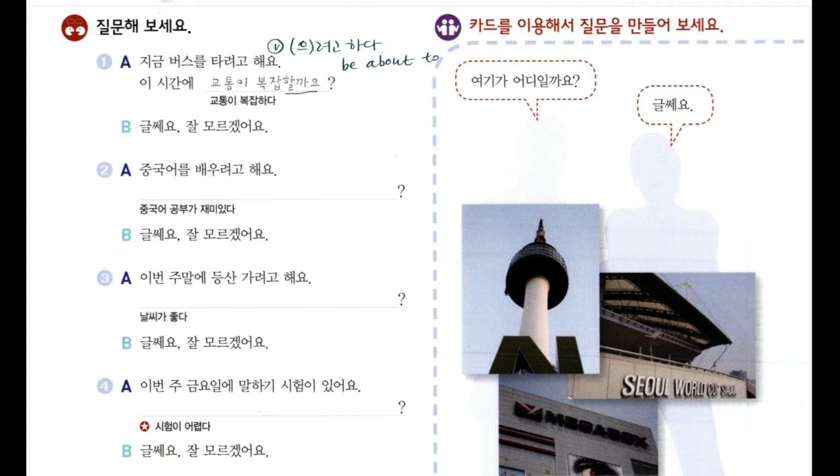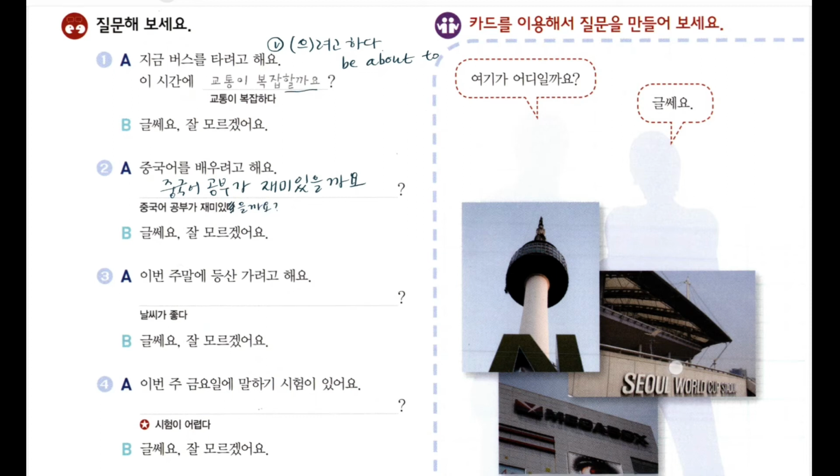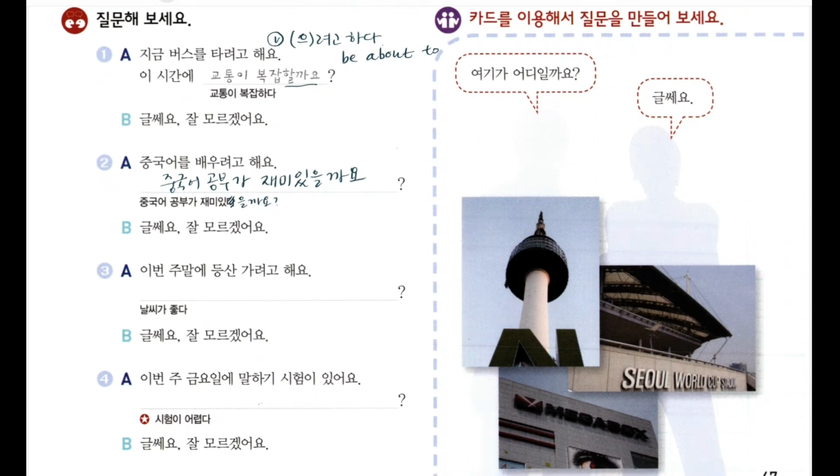자, 2번 갑시다. 중국어를 배우려고 해요. I'm planning to learn Chinese. Do you think studying Chinese is interesting? 어떻게 말해요? 을까요 말해요. 중국어 공부가 재미있을까요? So, simply get rid of 다. 받침 있어요. 을까요 말해요, isn't it? 3번. 이번 주말에 등산 가려고 해요. On this weekend, I'm about to go hiking.